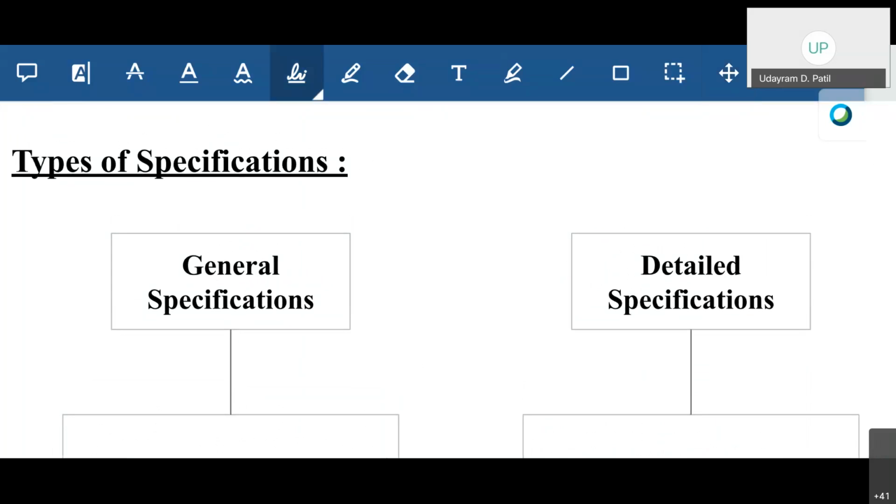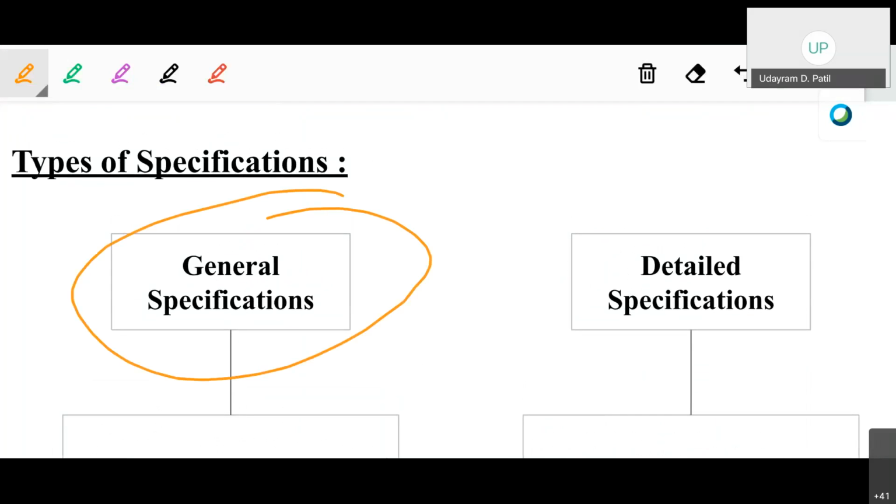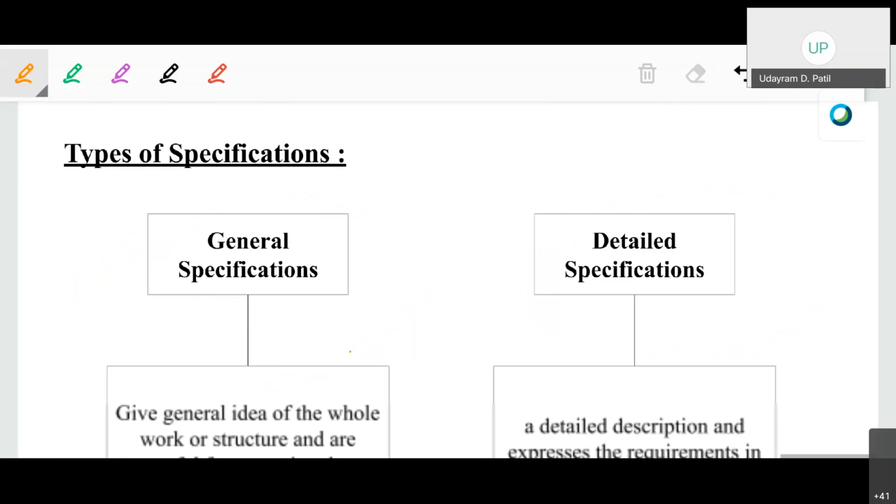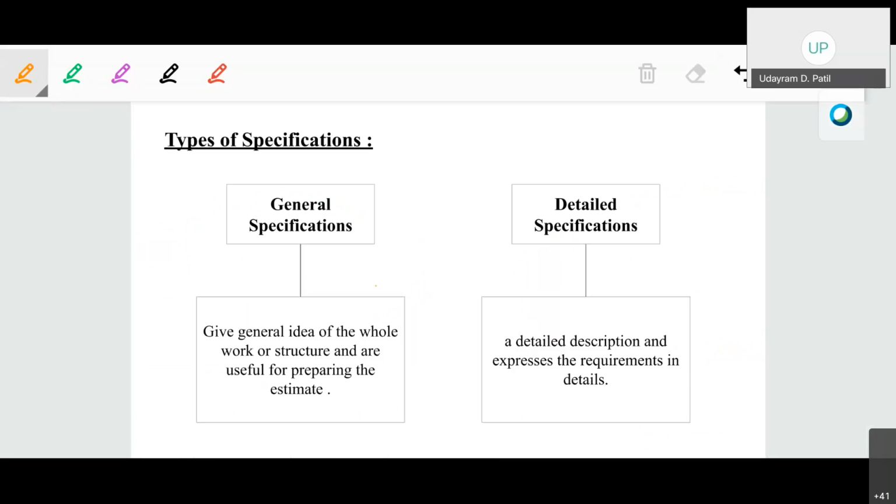First one is the general specification, and next one is the detail specification. So obviously, as the name indicates, general means the particular specification is going to provide a general idea about what kind of work is to be done. Just a general idea, not the in-depth details of the particular item of work. Whereas in case of the detail specification, we will get the detailed description of the various items of the work.